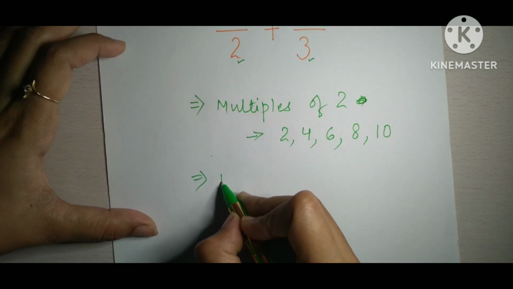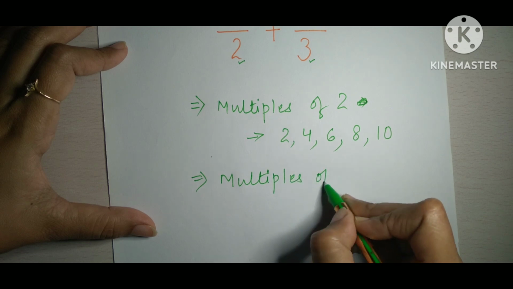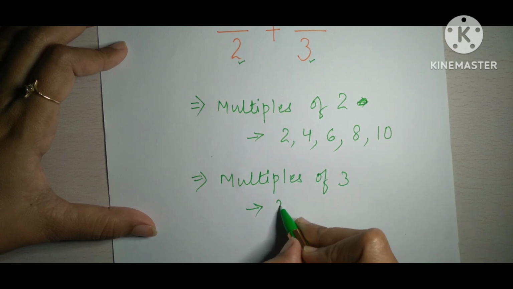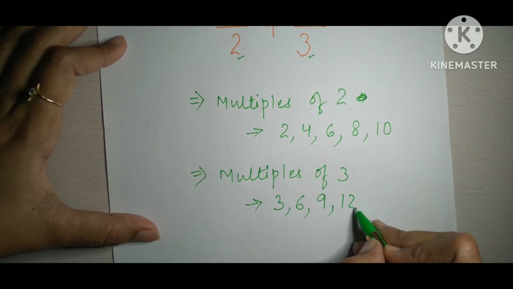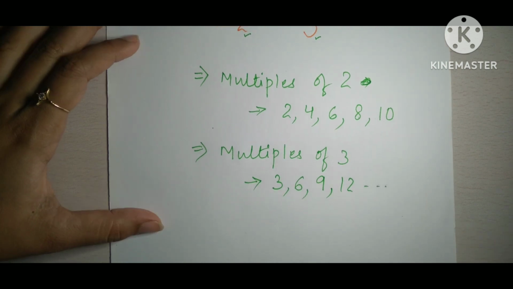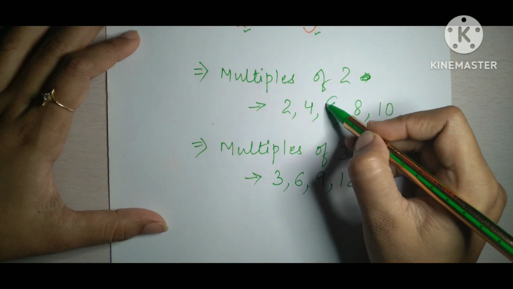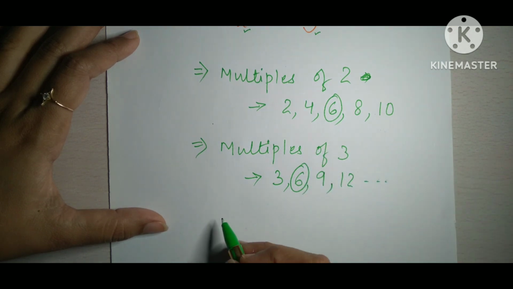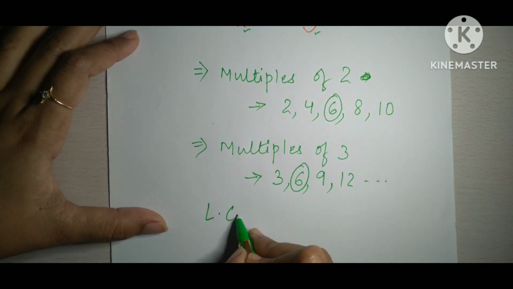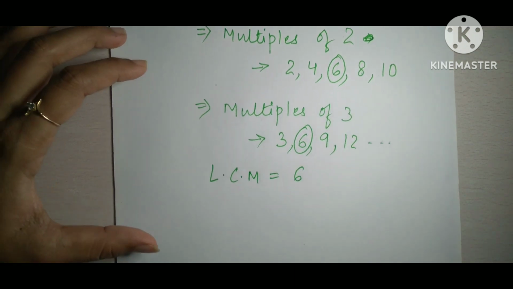Now we'll find out the multiples of 3. 3, 6, 9, 12 and so on. So we got something same in both of them. Yes, like 6 is common in these two. So the LCM is 6. The common multiple between the two is their LCM.